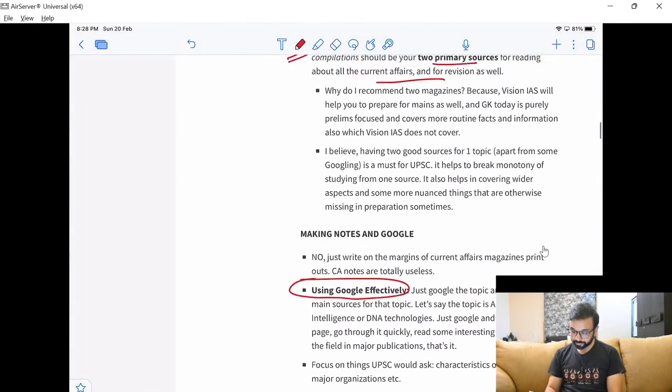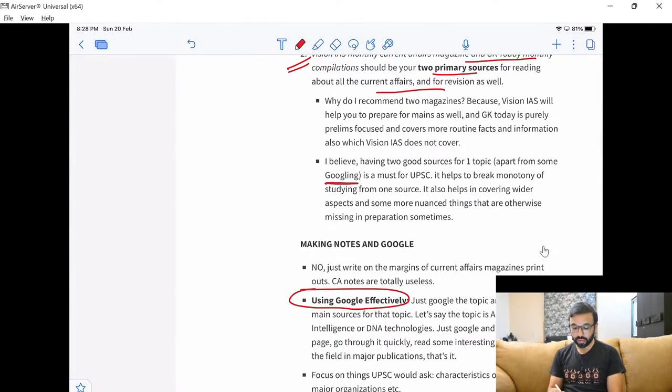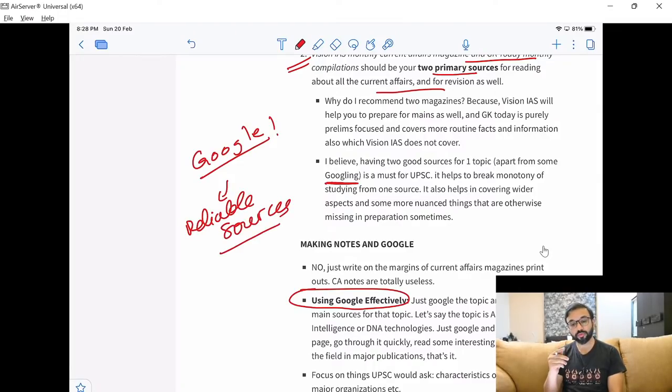All right, so learn the art of Googling. Learn the art of how to Google things and how to read from Google. Find out the reliable sources. I don't suggest going for one source for everything.